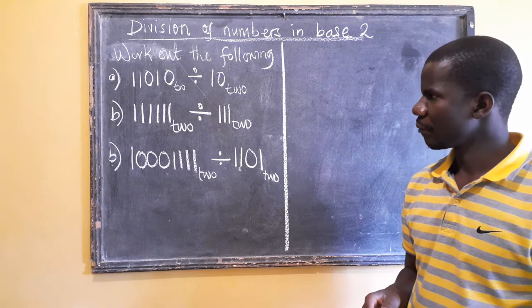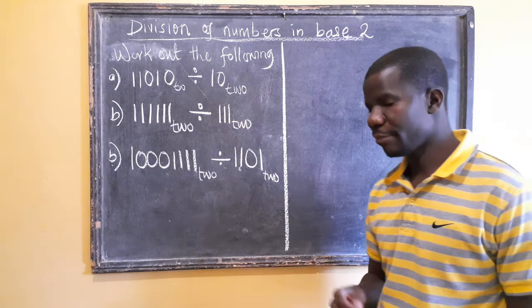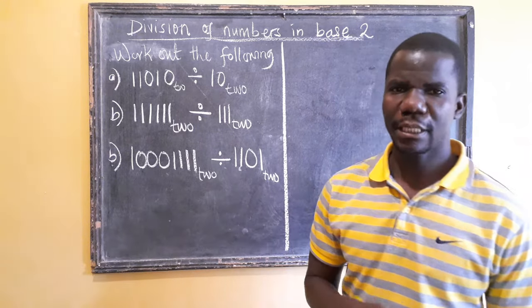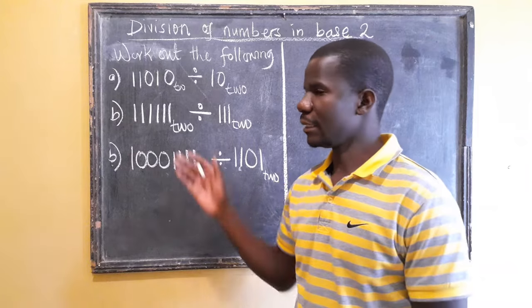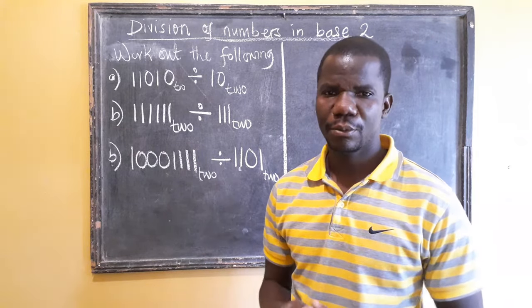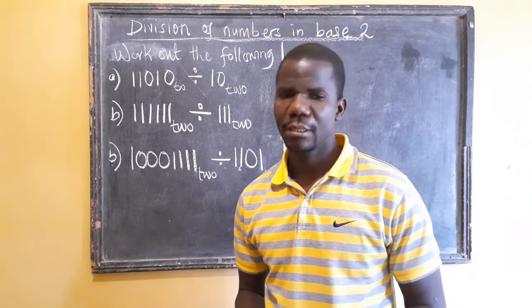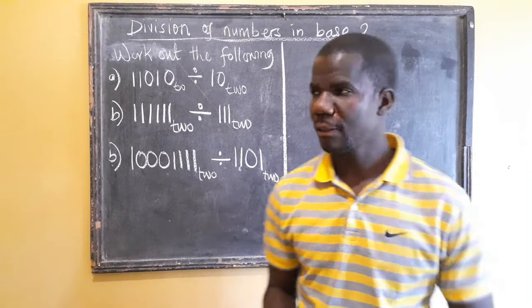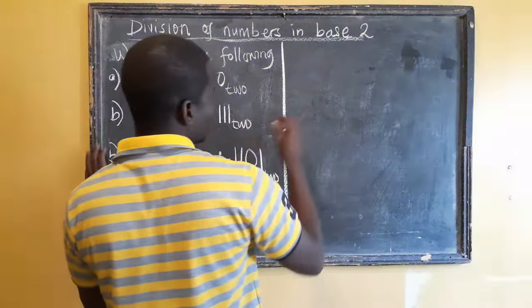All right, so we are back to the lesson. How do we divide binary numbers? That is numbers that are in base 2. So I have got 3 examples, and after this, I'm going to also give you 3 questions that you can do as an exercise. All right, so let us get started. We use the long division method, that is easier. So we can start with the first one.